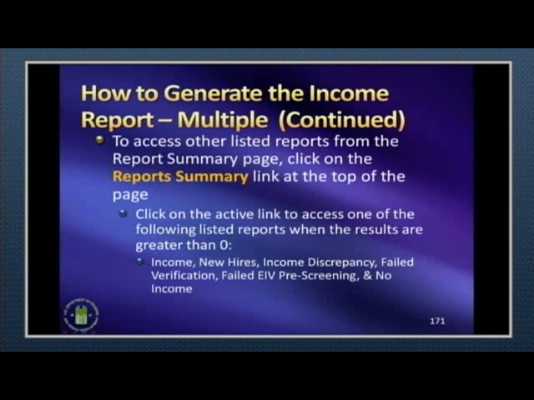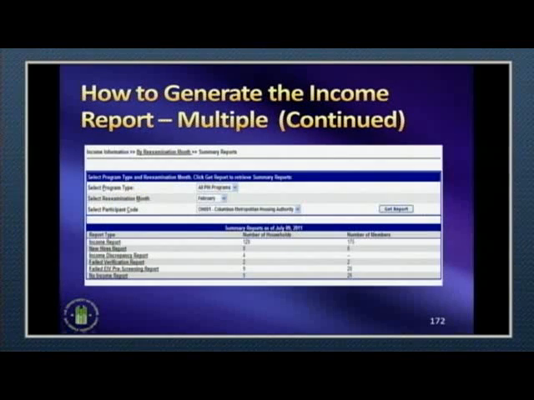Now, I want to show you on the next screenshot, because when you do this by reexamination month, you get a series of report summaries and a list of different reports, and an active link when there's more than one family meeting that criteria. So if you'll notice here, you have 129 households with an income report. You have 9 folks with no income report. So you've got all these various reports. And so to access those reports, you would just click on the active link.